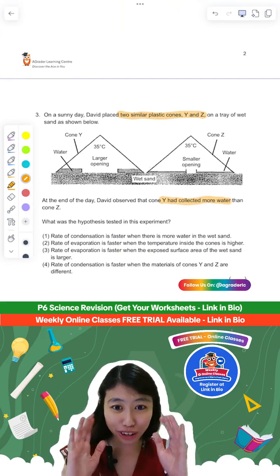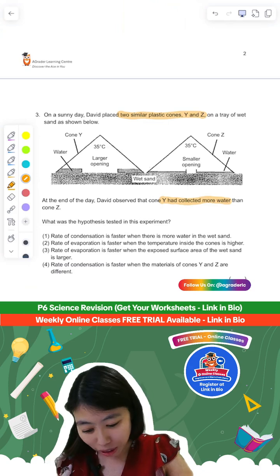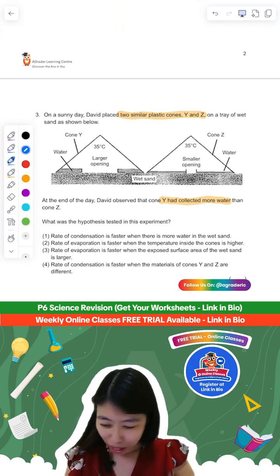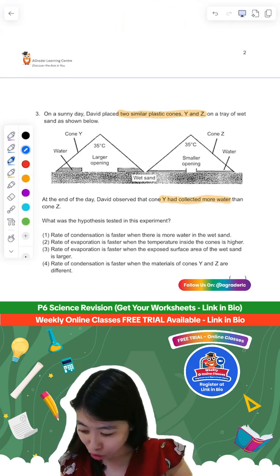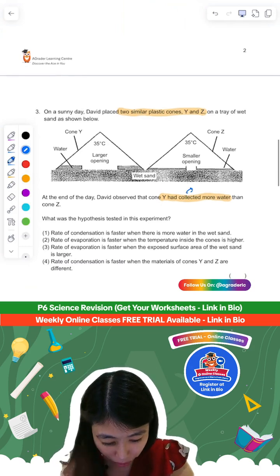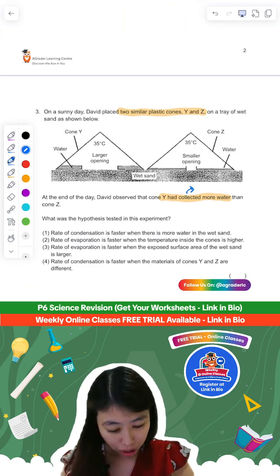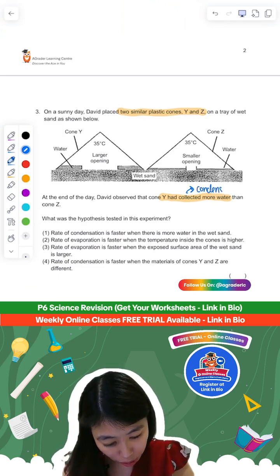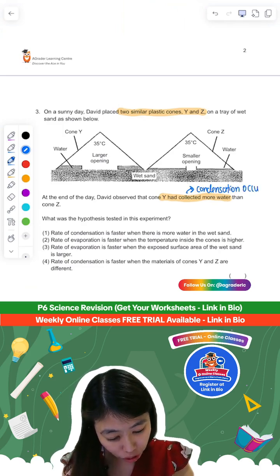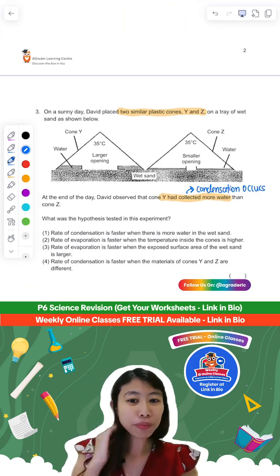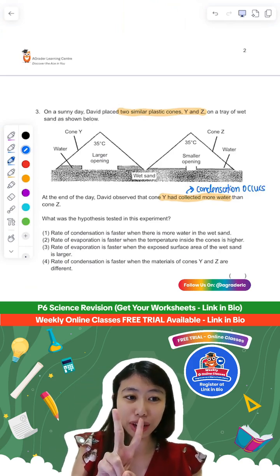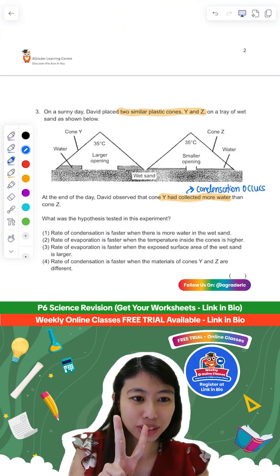All right, so very good. Most of you got the idea there that more water basically means that there is more or faster condensation. But how come there's more condensation? Can you all remember what factor affects the rate of condensation? There are 2 things that affect rate of condensation.